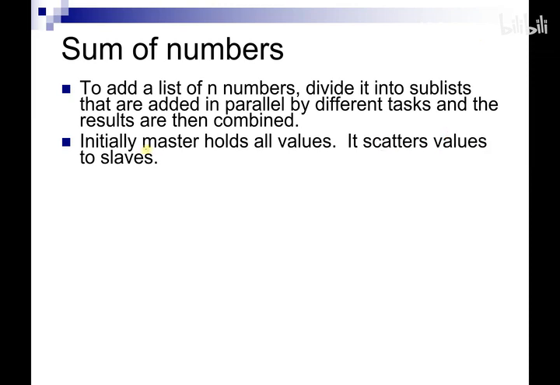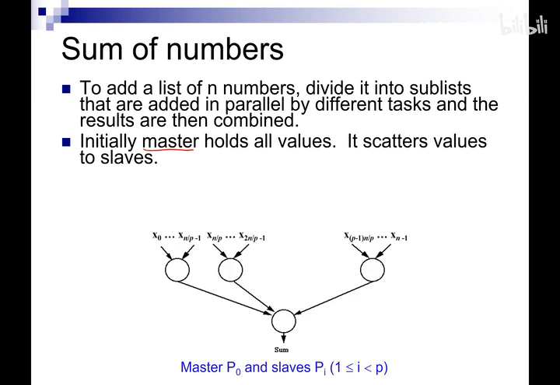Okay, initially you have a master processor with all of the values, and it's going to scatter these values to the slaves. The slaves are going to help do the computation, and then you're going to combine all the values together. So this is just showing the combine stage, right?